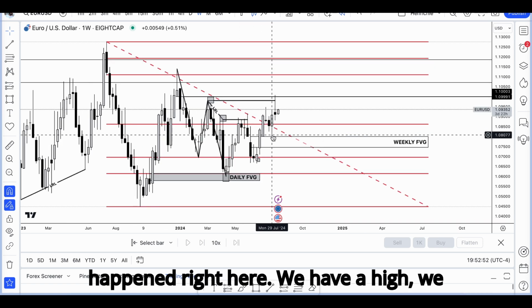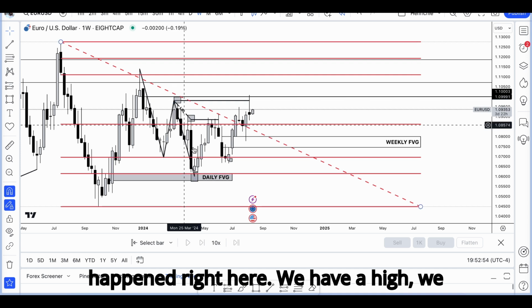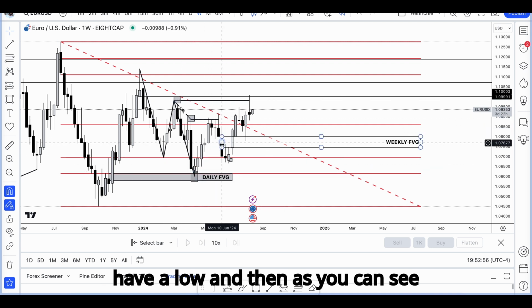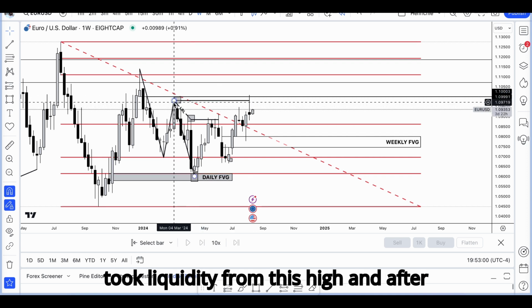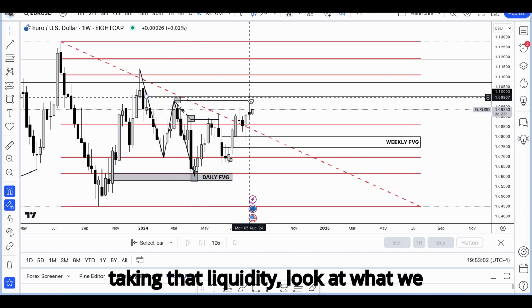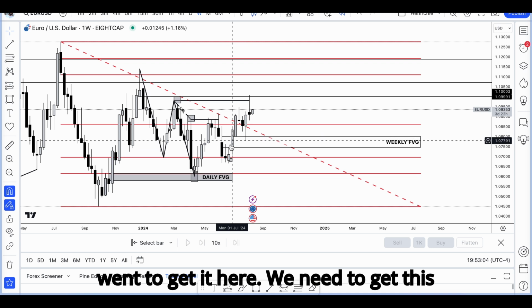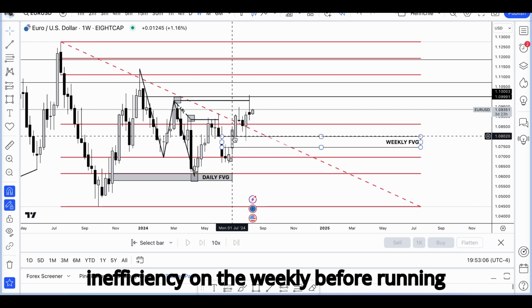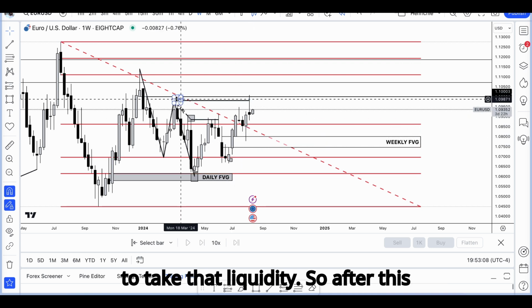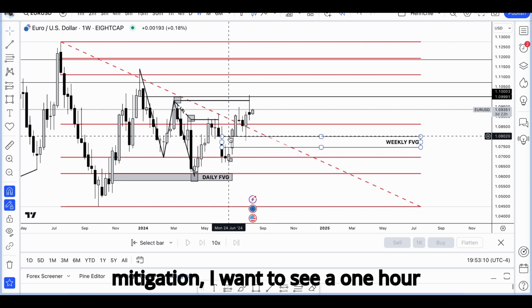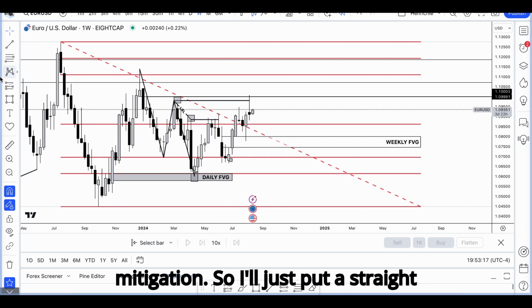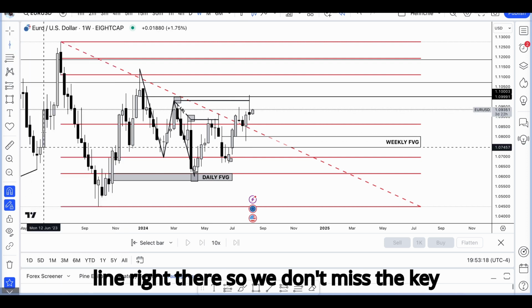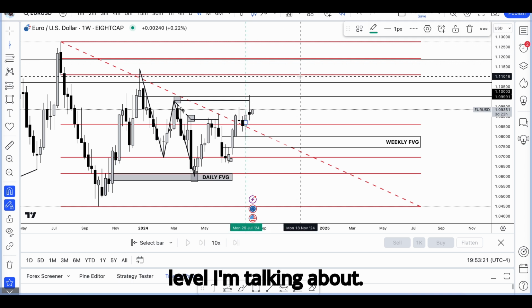Now take a look at what happened right here. We have a high, we have a low, and as you can see, price has been in this range, eventually took liquidity from this high. After taking that liquidity, look at what we mitigated here. We mitigated this inefficiency on the weekly before running to take that liquidity. After this mitigation, I want to see a 1 hour break of structure right here. I'll just put a straight line right there so we don't miss the key level I'm talking about.